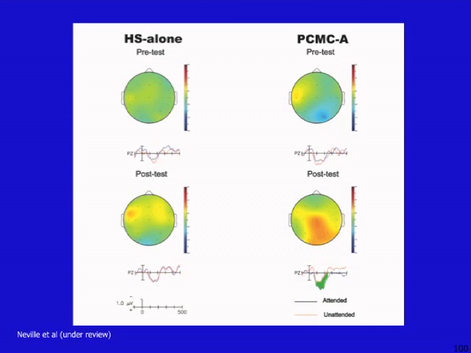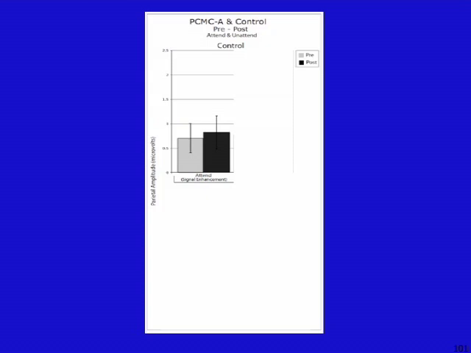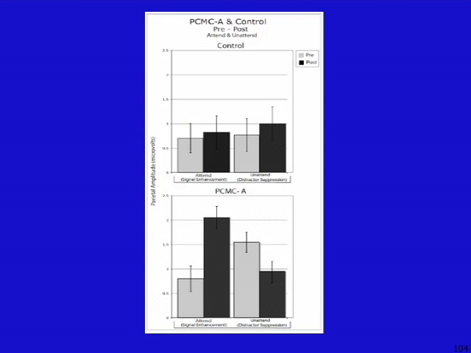From pre to post in the regular Head Start, there's no change in signal enhancement or distractor suppression. But in the intervention group, there are significant enhancements in signal enhancement and significant enhancements, namely suppression, for distractor suppression. So we're changing both mechanisms of attention, and we target both mechanisms in our activities.